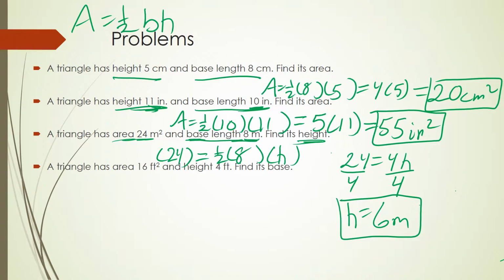All right, so for the last one, it tells us that a triangle, again, has an area. So it's giving us the area, so it's asking for either the height or the base, and a height of 4 feet. So that means we're looking for its base, which is what it's asking us, find its base.